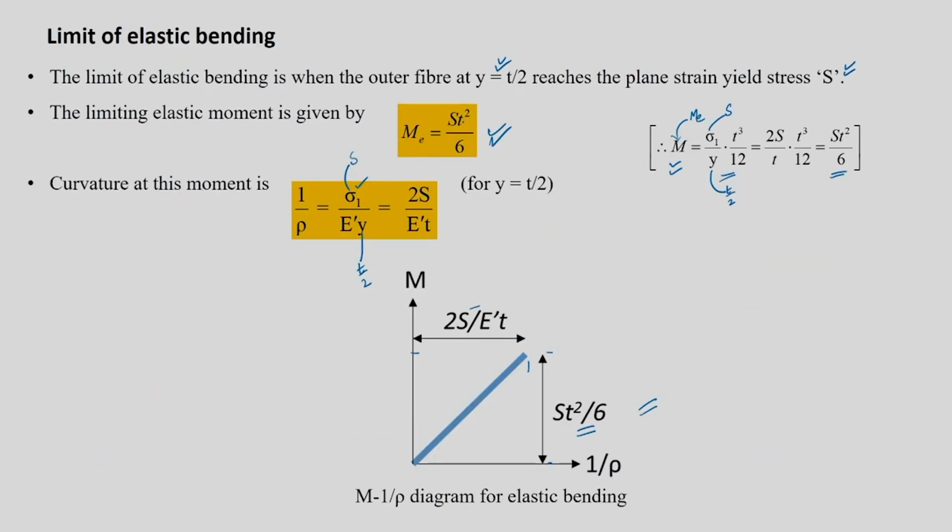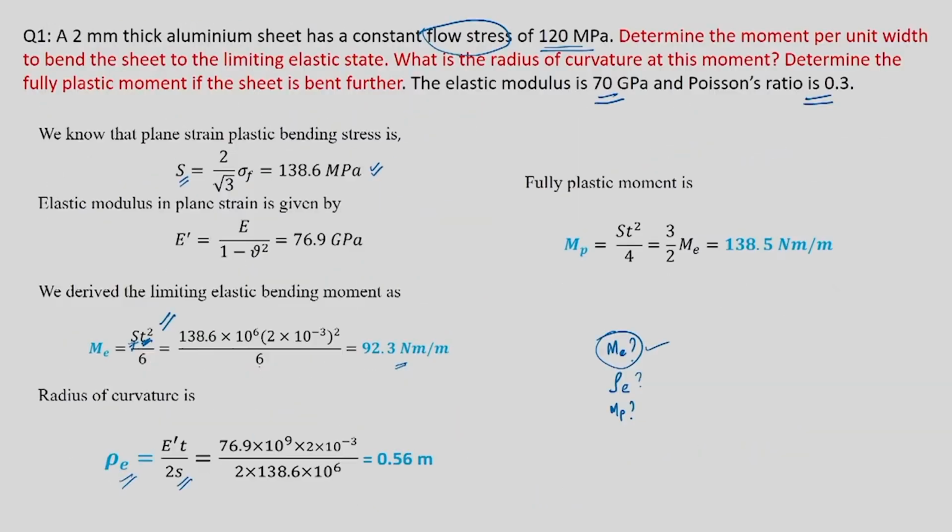This we derived already. T is given, S has been found out already, and E dash has to be found out. E dash is nothing but E by 1 minus nu square, where E is 70 and nu is 0.3, keeping consistent units here. So you will get E dash as 76.9 GPa.